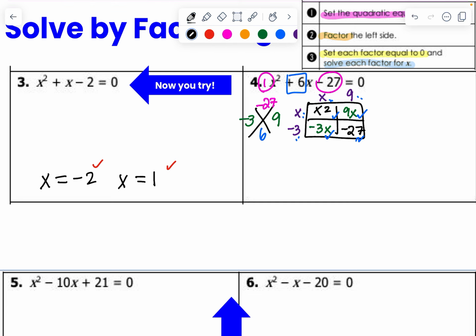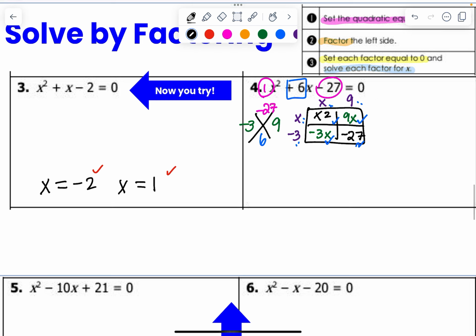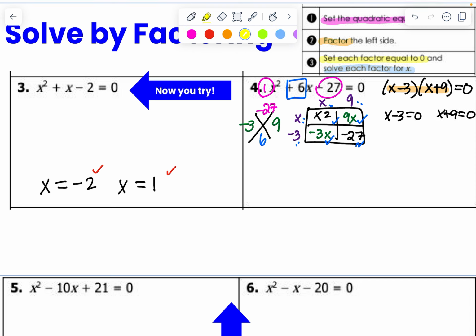That's amazing. Okay, so now we have to factor the equation. We need to write it out though. X minus 3 times x plus 9 equals 0. I've officially factored the expression. Now I'm ready to set each factor equal to 0. X minus 3 equals 0. X plus 9 equals 0. And now that I've done this, I just have one thing left to do, and that's get x completely alone.